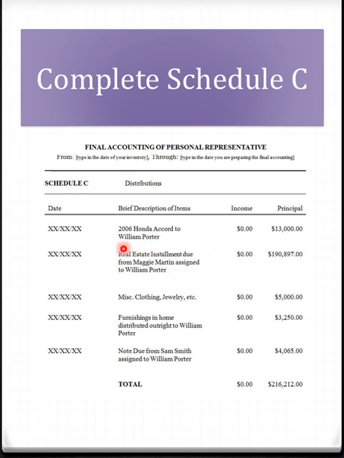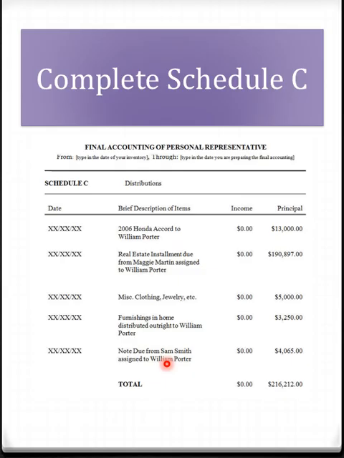Okay? And the inventory amount is listed here, just as it was listed here. So the carrying values of the assets that are being assigned to Mr. Porter is listed here, and that's exactly what was in the inventory. The furnishings and home, half of them were his already. So one half become Mr. Porter's. The clothing and jewelry were all hers, and so now it all becomes Mr.